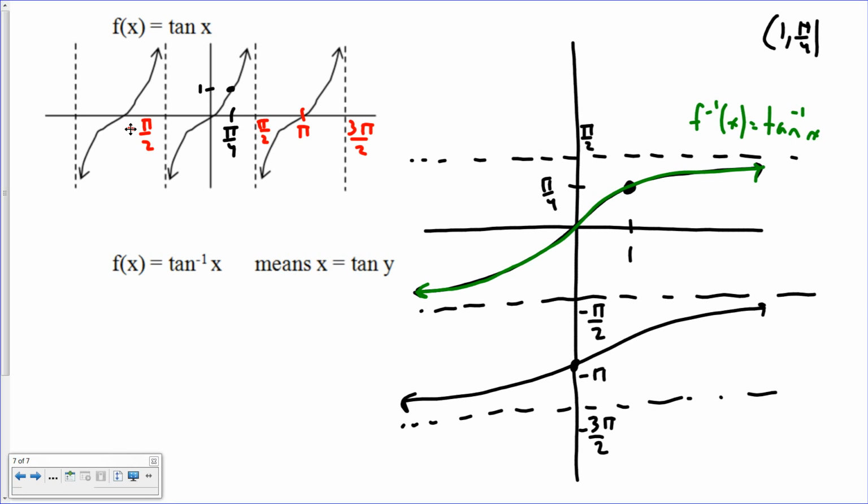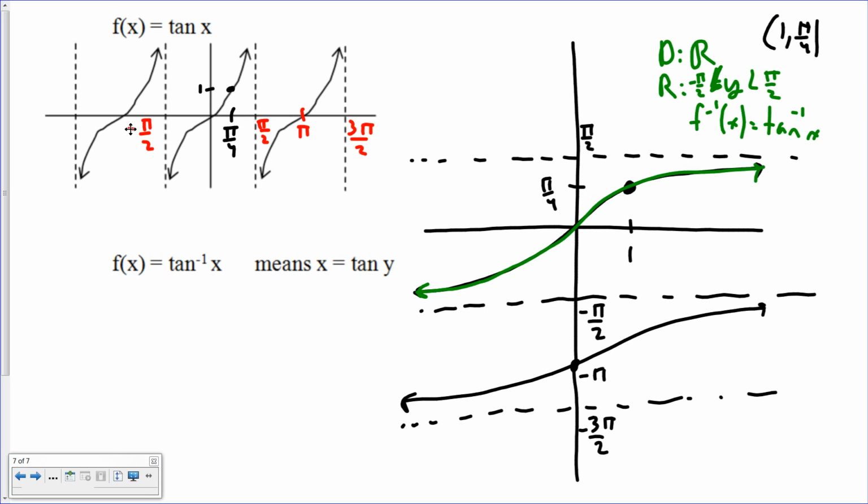On this tangent, domain would be all real numbers. The range, interesting enough now, is going to be y's going from negative pi over 2 to a positive pi over 2, not including those endpoints. Domain and ranges.